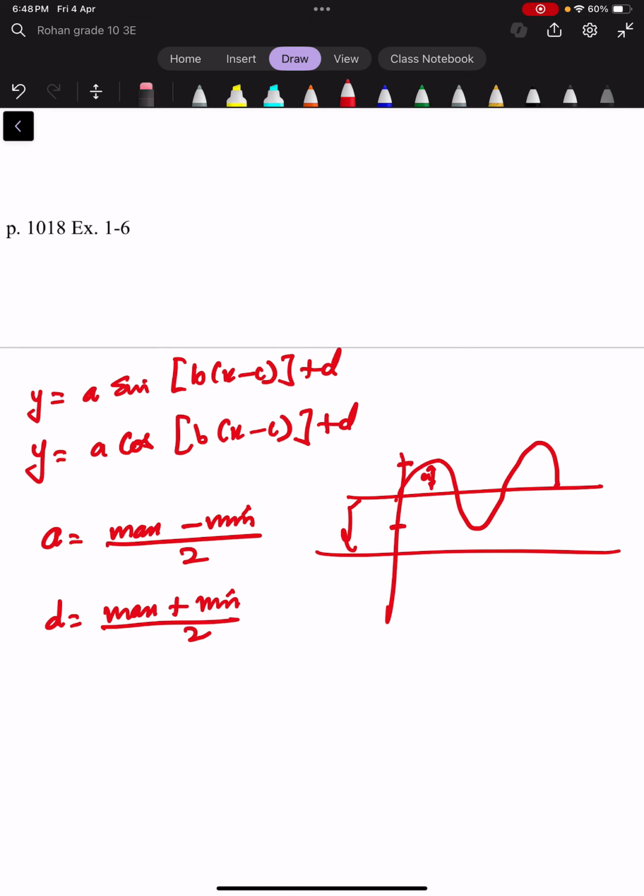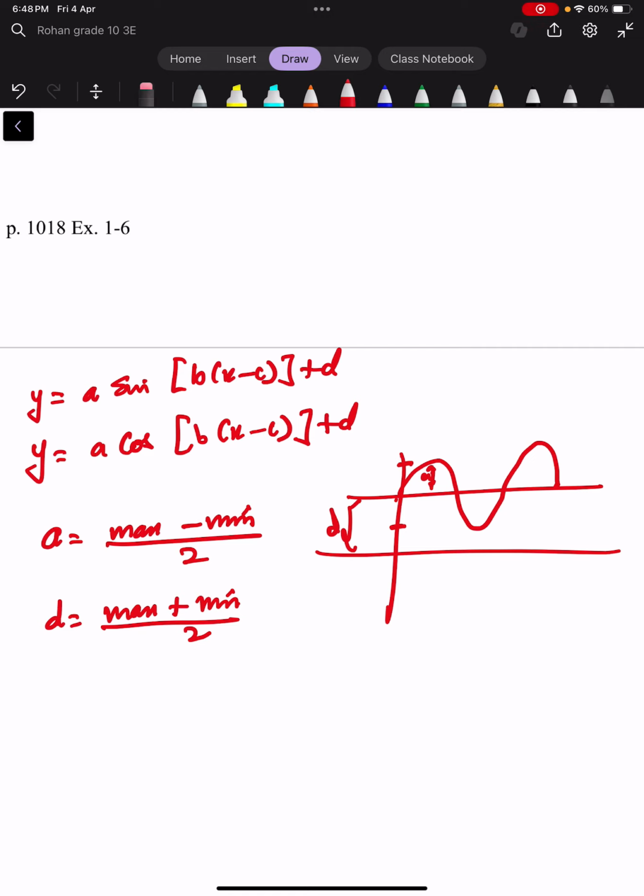So you do max y minus min y upon 2, and that is your A, the amplitude. So if it's minus 1, you take the value minus 1. Yeah, the plus minus 1.